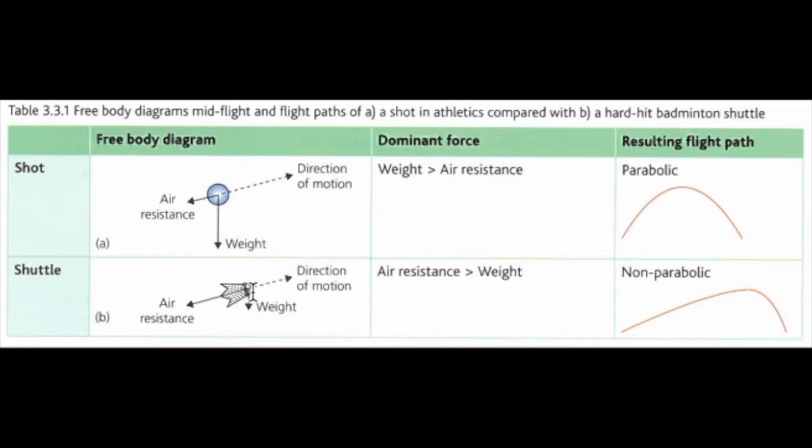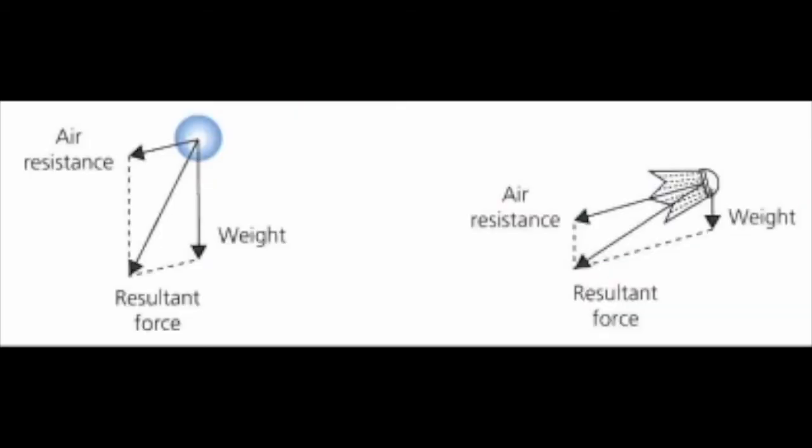Whereas the shuttlecock, we know shuttlecocks are very, very light, and as I alluded to, the little holes in them is when you throw it, it causes a lot of air resistance. So air resistance arrow is much greater, and therefore we get that non-parabolic flight path. But you'll notice that the dotted line is the direction of motion, and it kind of extends from where the air resistance finishes.